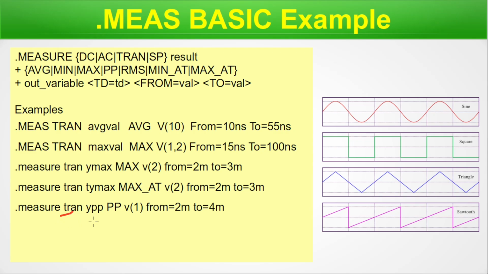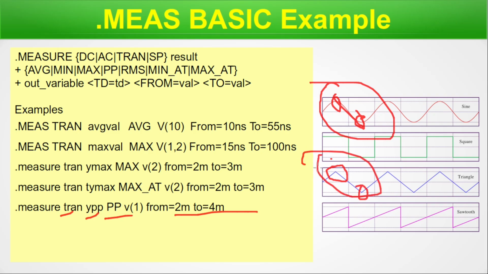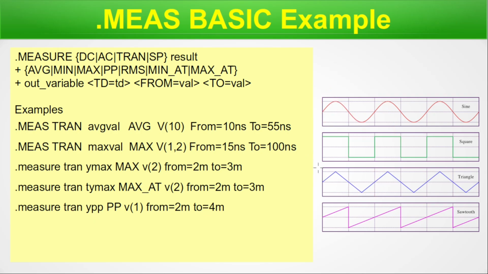Next, we have TRAN, YPP, then PP, and this is peak to peak. So peak to peak values we can get like this. Peak to peak value means, say we have a square waveform, peak to peak means this peak to this peak. These values we can measure in this way. In case of a triangular wave, peak to peak means from here to here. So this way we can get a peak to peak value. These are philosophy, all you have learned in your undergraduate level textbook.